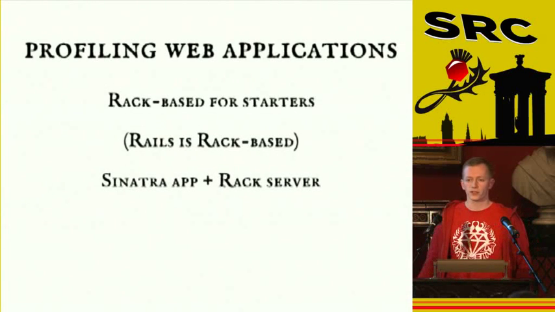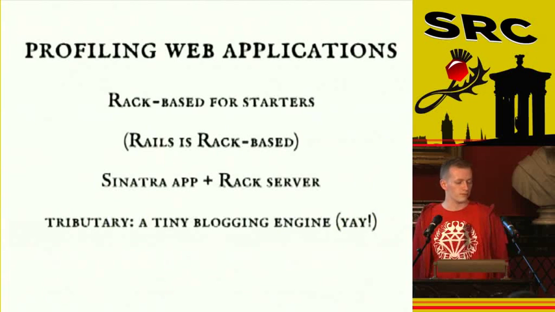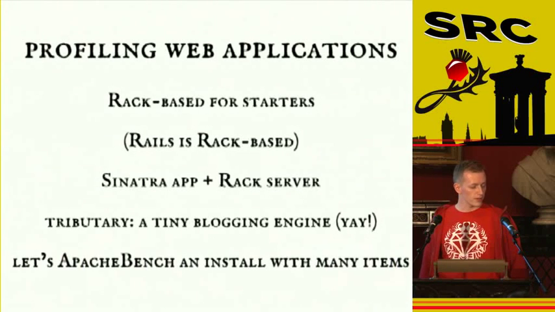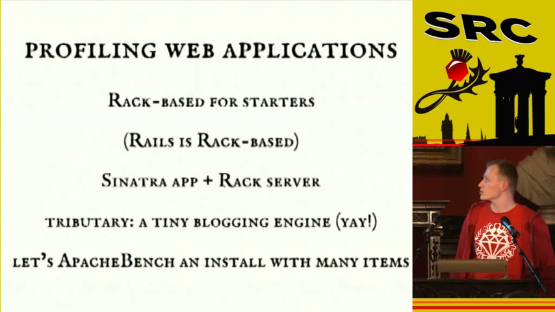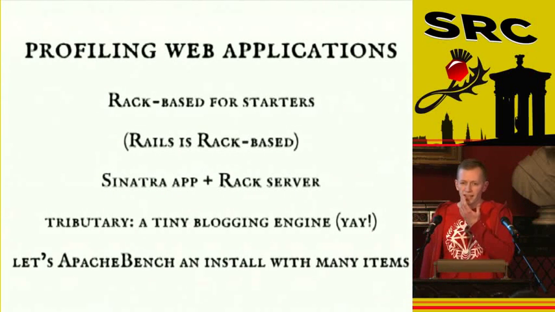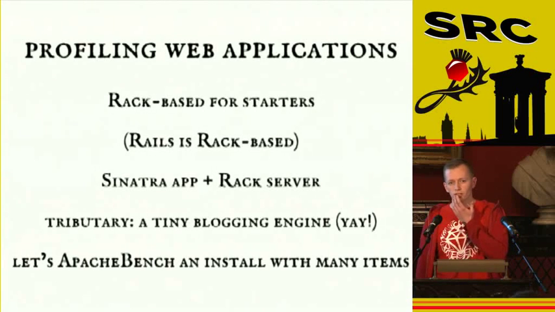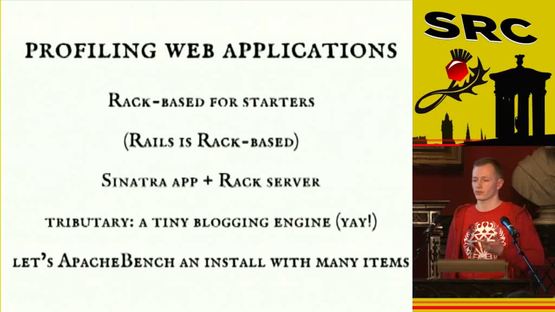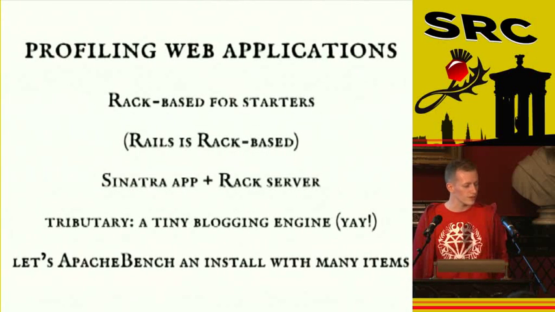What I did when I started learning web development in Ruby, basically what everybody does, was write myself a tiny blogging engine. It's a Sinatra app. We wrap it in a Rack server. And let's see, we can use Apache Bench and install with many items. My problem was that the more items I added to my blogging engine, the longer it took to render any of the pages, like 6 seconds, which on a local machine was kind of slow.